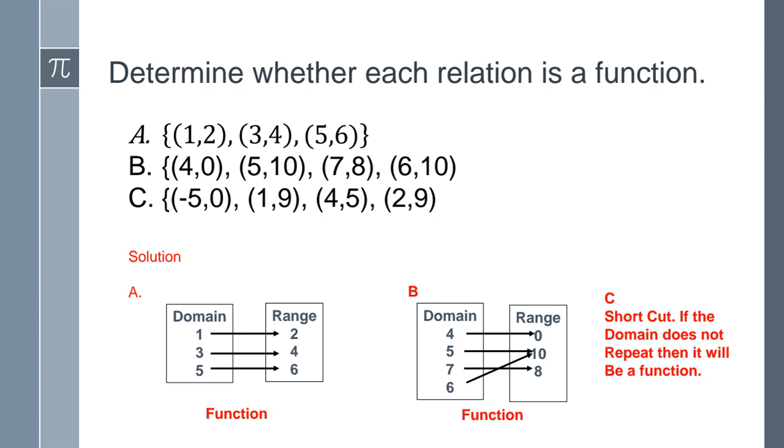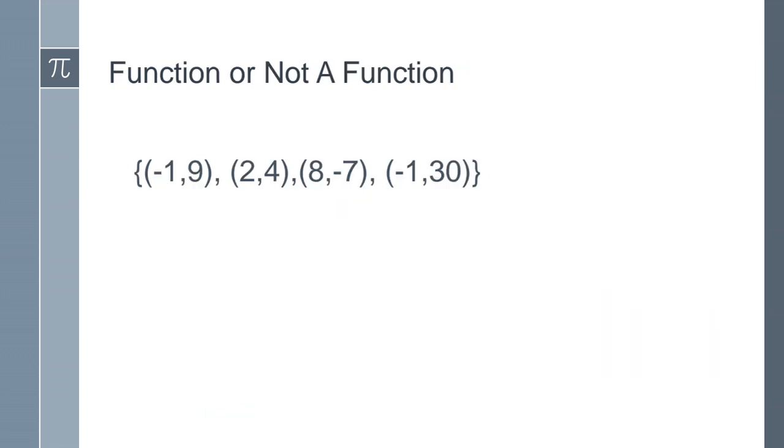And again, with C, if we use the shortcut, if the domain does not repeat, then it will be a function. Okay. Again, -5, 1, 4, and 2. We don't have any repeating x values. So hence, we know that this is going to represent a function. That's what I mean by our shortcut. We're looking at all the x values. Do we see that -5 repeated as an x value with a different y? The answer is no. So we know that this is a function. Okay. All right. So again, this is what I was talking about. I have -5, 1, 4, and 2. Okay. Now, function or not a function.